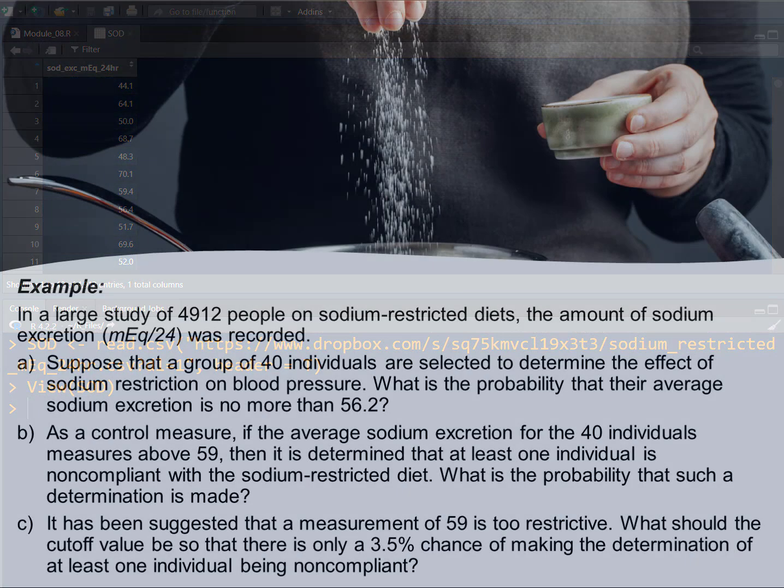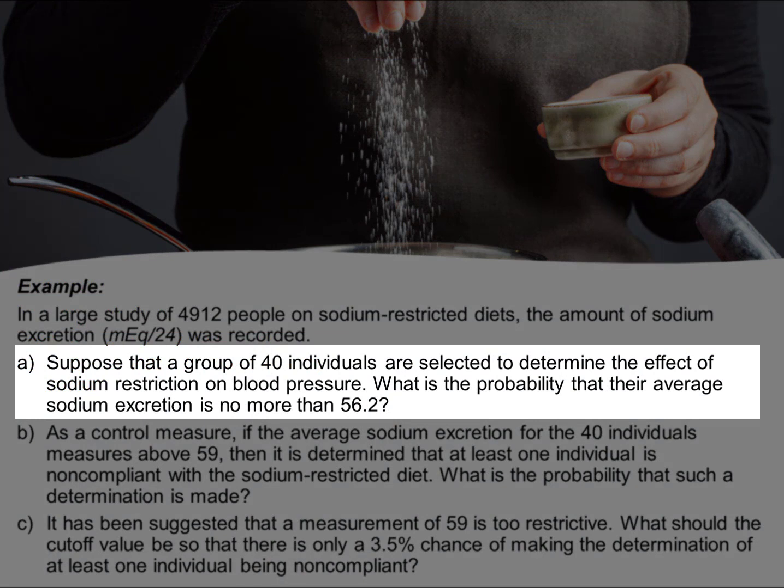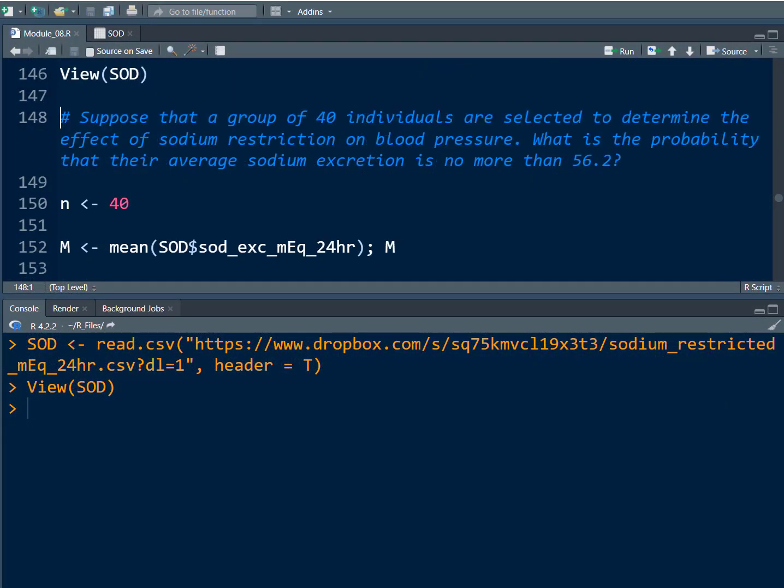Suppose that a group of 40 individuals are selected to determine the effect of sodium restriction on blood pressure. What is the probability that their average sodium excretion is no more than 56.2? Well, we first note that our sample size is 40, which is large enough to be able to find the probability using the central limit theorem.